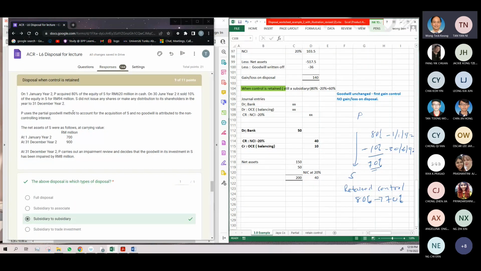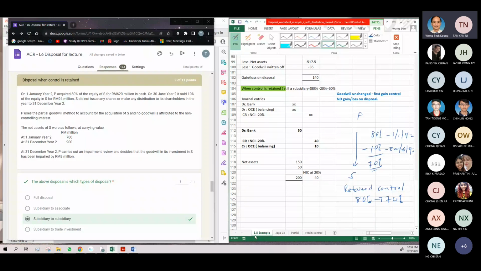For partial goodwill, they mean NCI is measured proportionate to the net asset at the day of acquisition. No goodwill is attributed to NCI, which is correct, partial goodwill. They give you the net asset of 1st January year 2, 700 here. So this will help you compute your goodwill when you first gain control of 80% on 1st January. 31st December is the year end. Now the question is asking for 30th June, the middle of the year, so you have to apportion your profit.